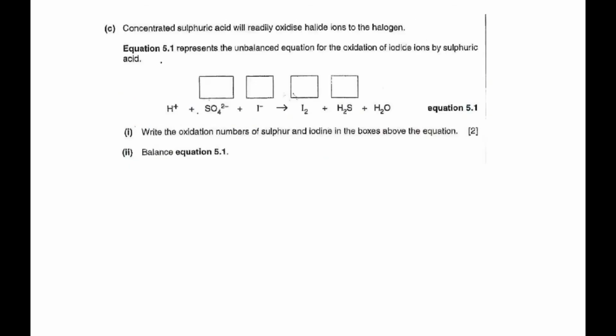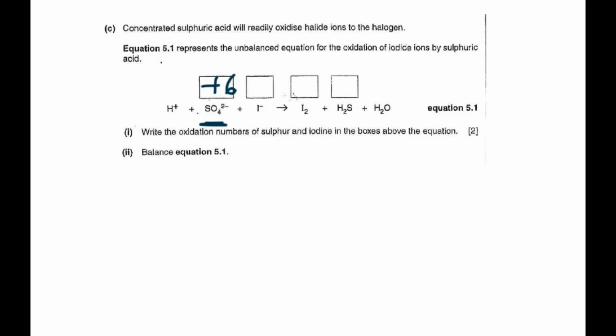Okay, here's another example, and 2 more examples. You're doing really well. Come on, let's see if you can beat me and do this quicker than I can. The oxidation state of sulfur here: oxygen is minus 2, that's minus 8, so sulfur is going to be plus 6.